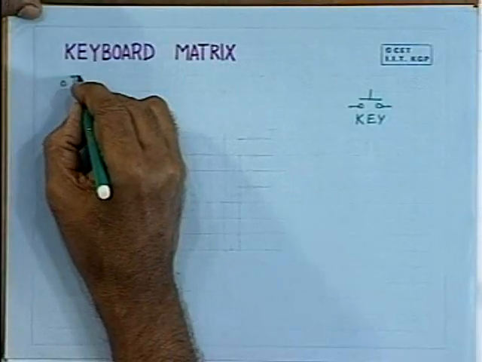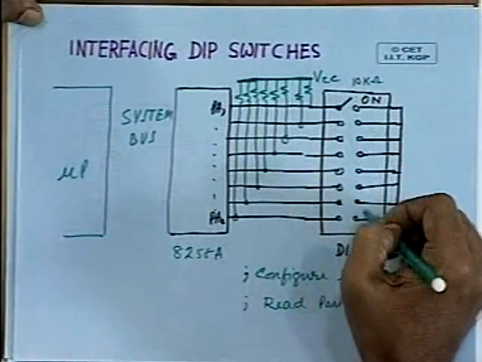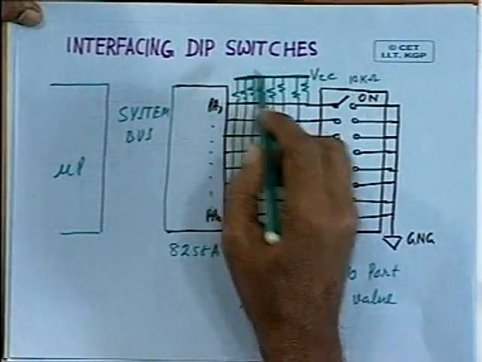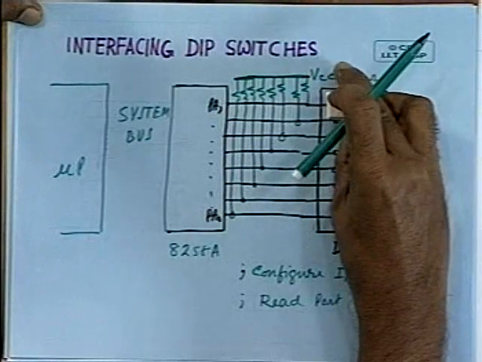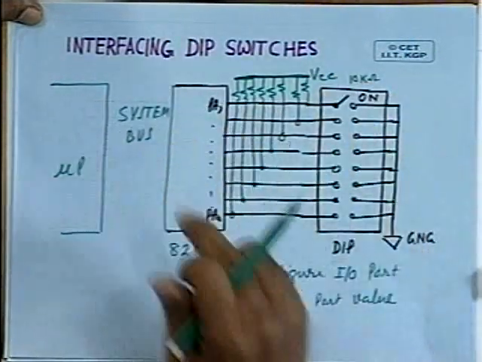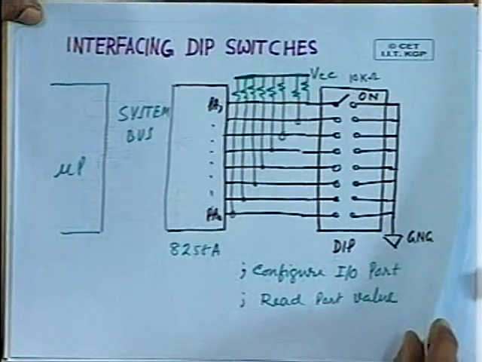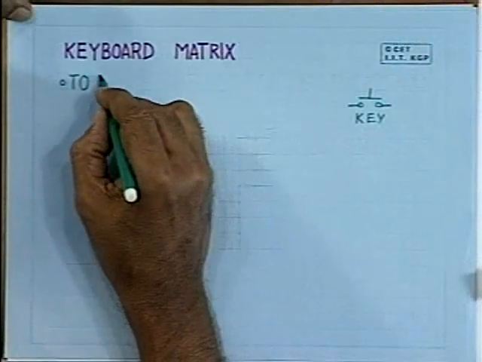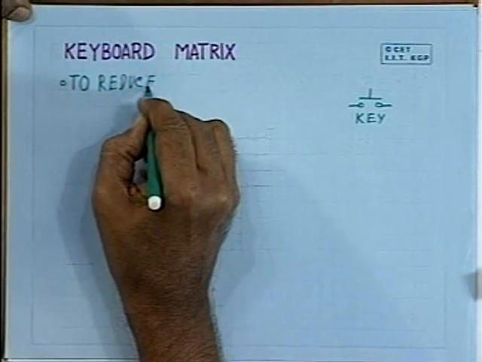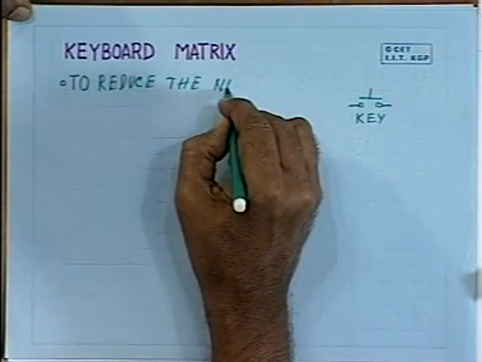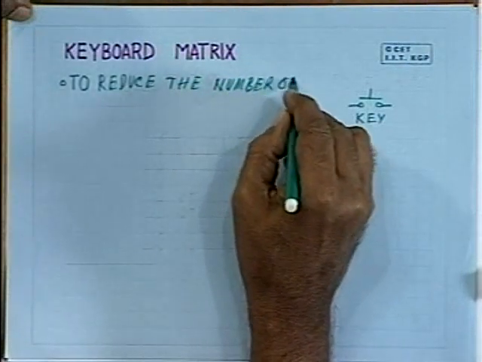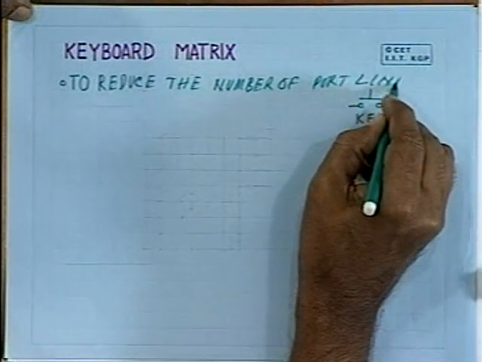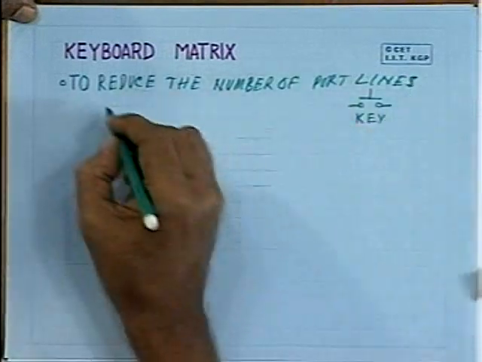And you can form a keyboard by using these keys. A number of such keys will be necessary to form a keyboard. How do you form a keyboard? Usually, to reduce the number of port lines, you can do it in this way. In the same way you have interfaced switches, in each of these positions you can put a key, and it will form a keyboard. However, to reduce the number of port lines that you require, the keys are organized in a two-dimensional matrix.